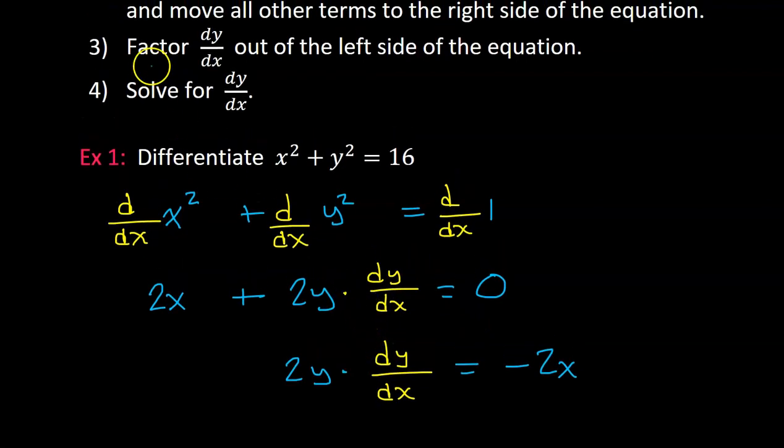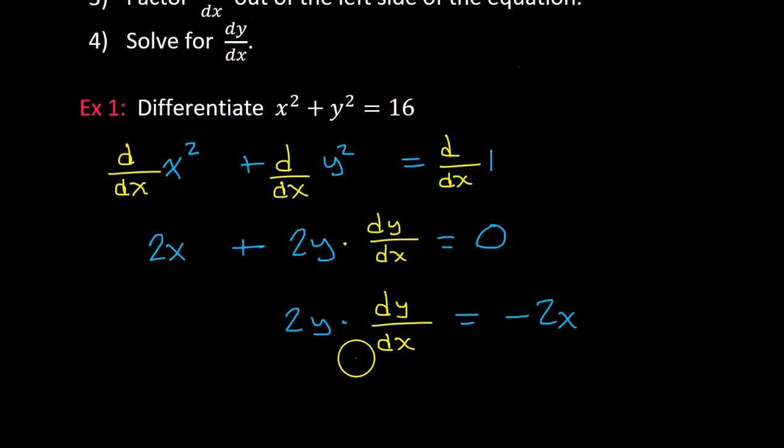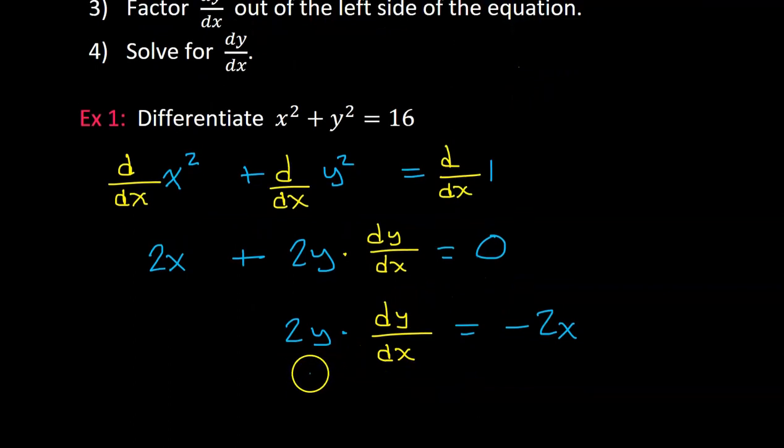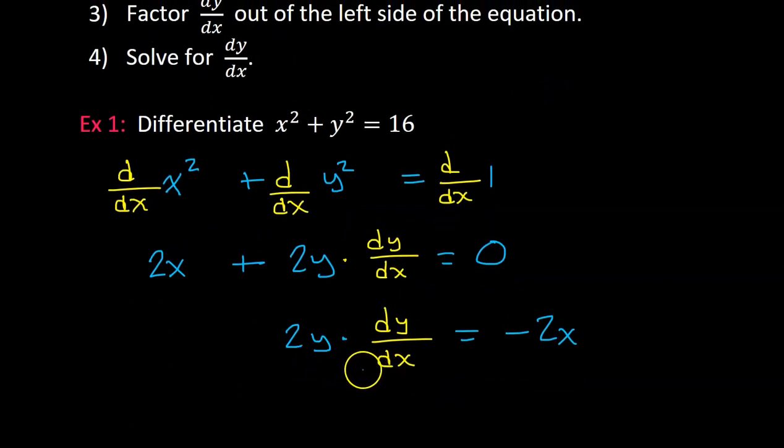Step 3 says we need to factor the dy dx out of the left side of the equation. This is the only term, so we won't really have to do step 3 in this particular case. We'll watch out for that on another problem. But that brings us to step 4, solve for dy dx. In other words, get dy dx by itself.